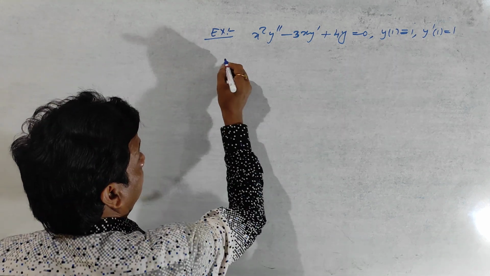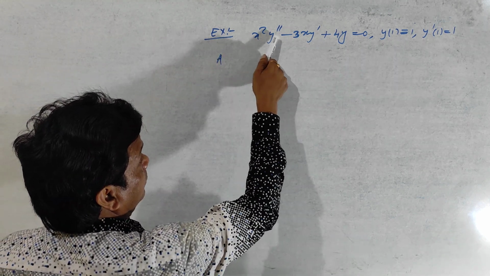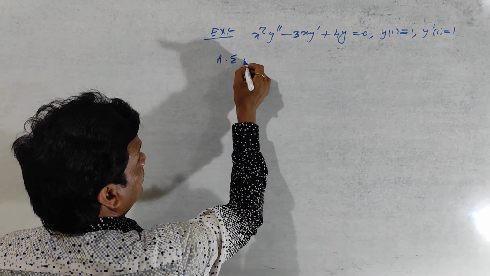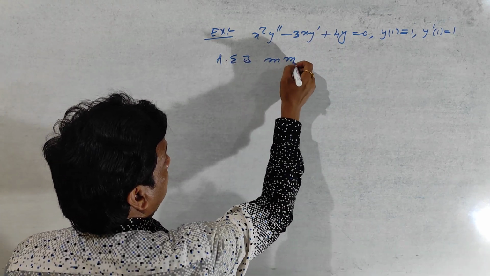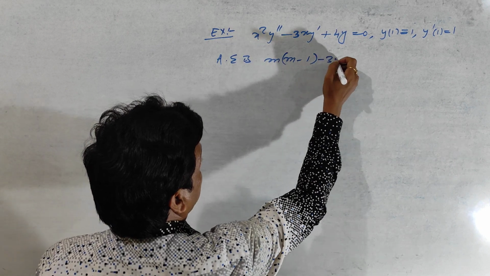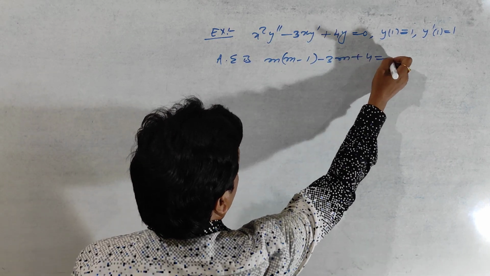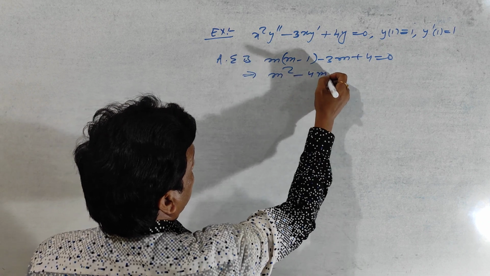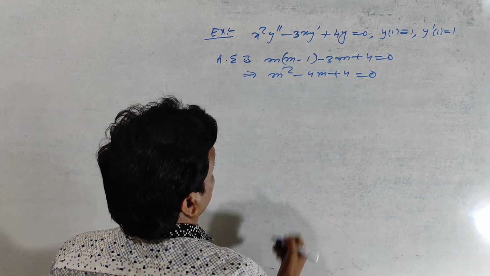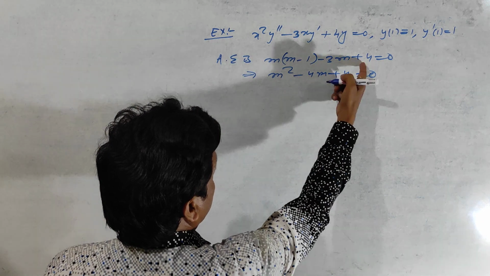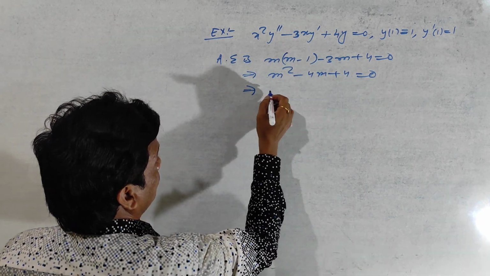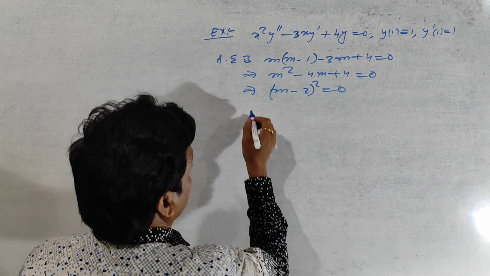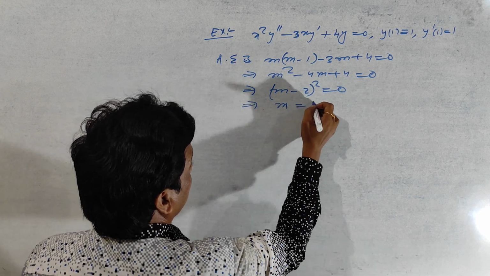See here, this example is also in the form of Euler equation. x² y'' − 3x y' + 4y = 0. So what is the auxiliary equation? m(m − 1) − 3m + 4 = 0. So it is m² − m − 3m + 4 = 0, that is m² − 4m + 4 = 0. So it is (m − 2)² = 0. So m is equal to 2.